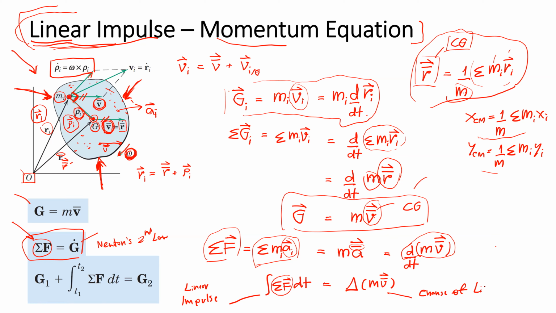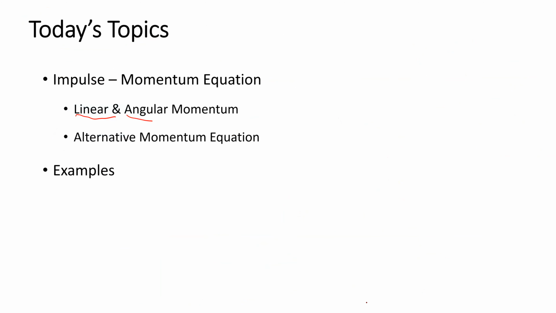Change of linear momentum. The linear impulse, the integral of F dt, is equal to the change, delta, of the linear momentum. The linear momentum is represented by the vector G.